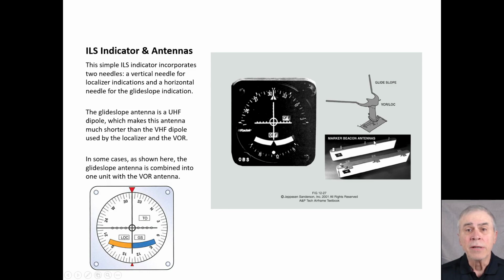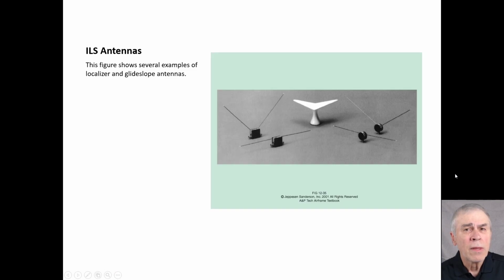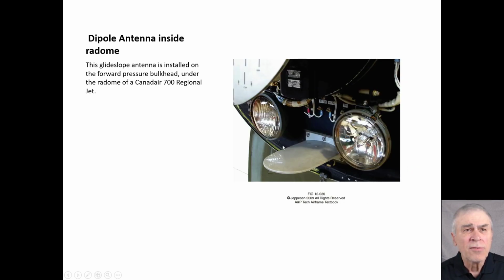And then the marker beacon antennas, which are installed on the bottom center line of the aircraft, look like extensions of the fuselage a little bit. Here's several examples of localizer and glide slope antennas. Now this is the glide slope antenna that we're normally tested on.